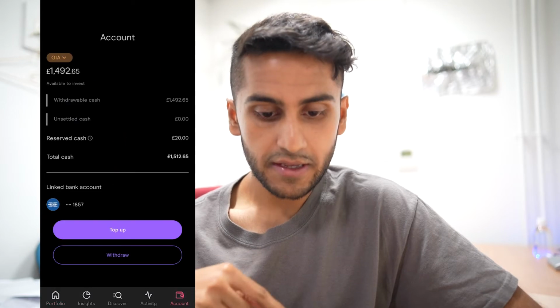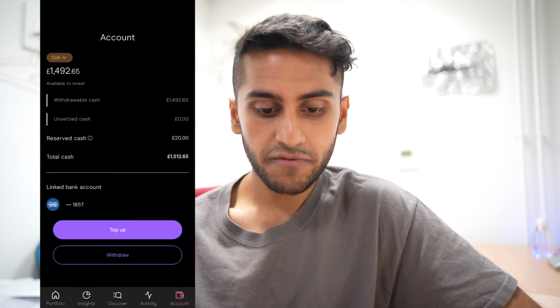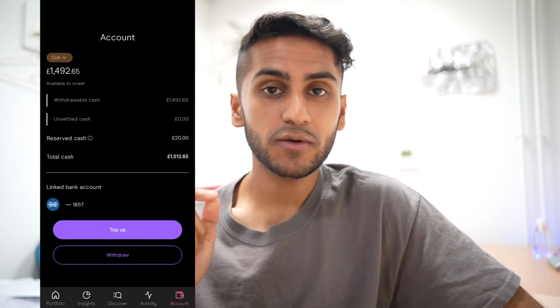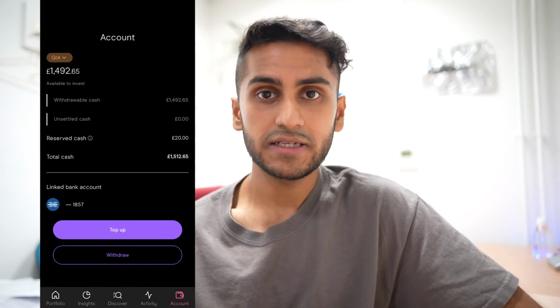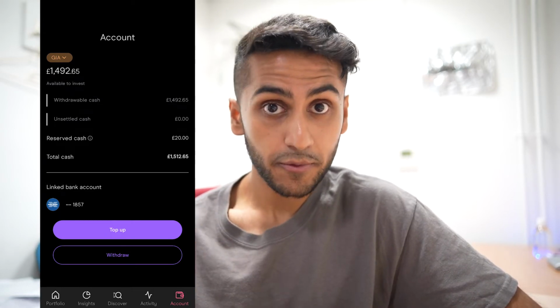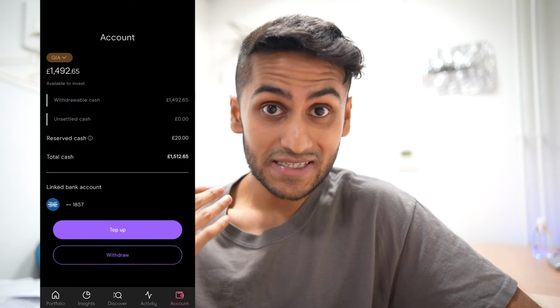Also, if I press account here, you can see how much cash I'm holding. So in my general investment account, I'm holding around £1,492. It is not wise to hold on to a lot of cash. It is good to hold on to a bit of cash because if you see a bargain, then you want to grab that up quickly. But holding on to cash means that inflation is eating away at it.